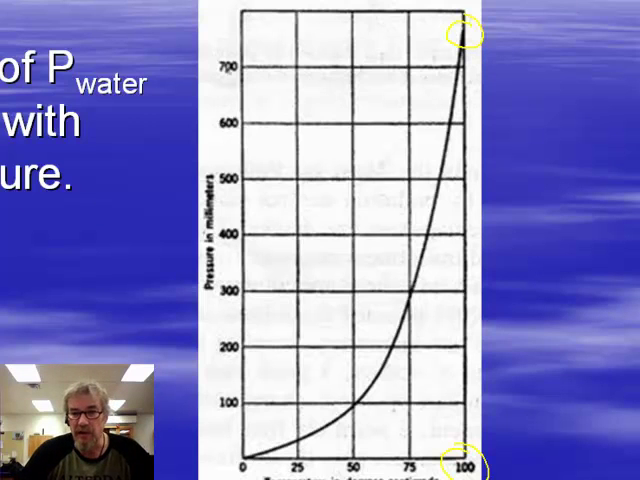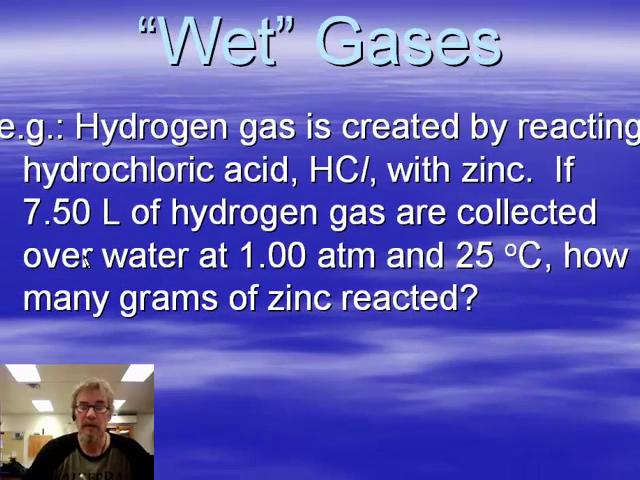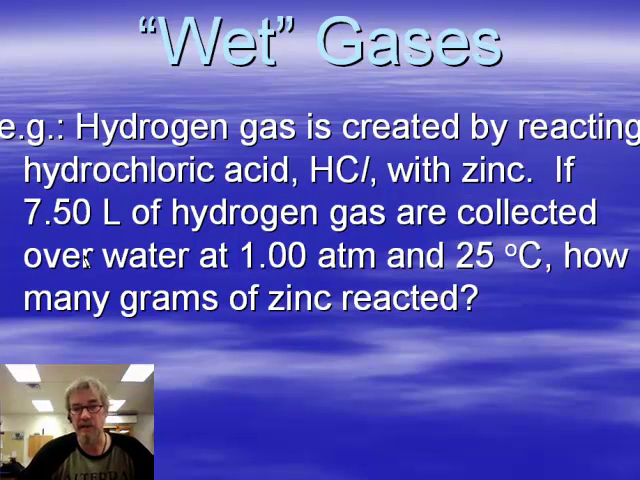So, because this isn't linear, there isn't any quick, easy equation we can use to calculate it, but we can look it up in textbooks and other kinds of references like online resources. So we'll have to do that when we solve problems that involve water vapor as a part of a mixture, in other words, wet gases. Like here's an example. Hydrogen gas, it says, is created by reacting hydrochloric acid with zinc. If 7.50 liters of hydrogen gas is collected over water, and the pressure is 1 atmosphere, temperature is 25 degrees C, the question is how many grams of zinc reacted.